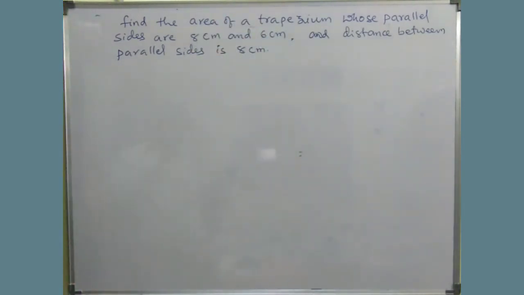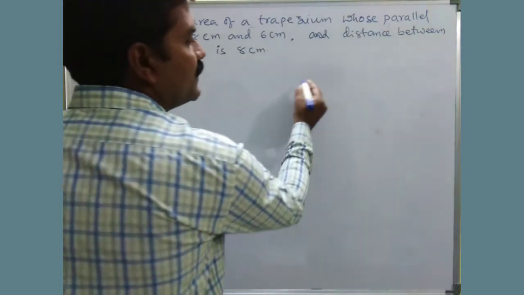So look at the question once again. Find the area of a trapezium, okay, whose parallel sides are 8 centimeters and 6 centimeters. Moreover, distance between the parallel sides is 8 centimeters. Fine.